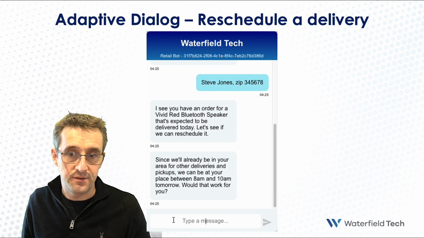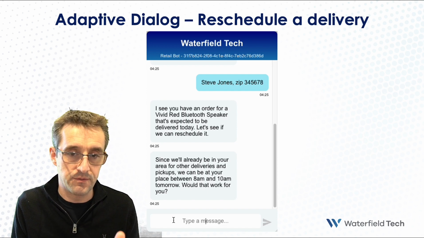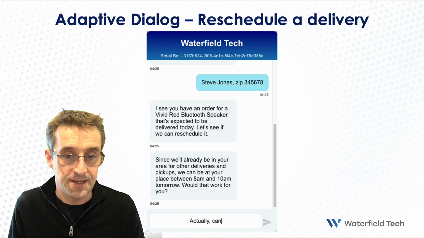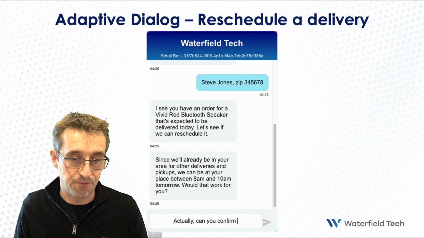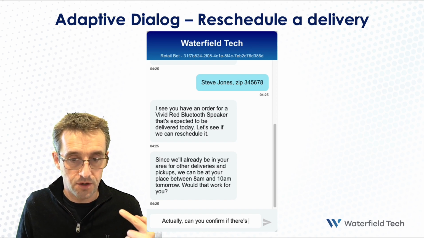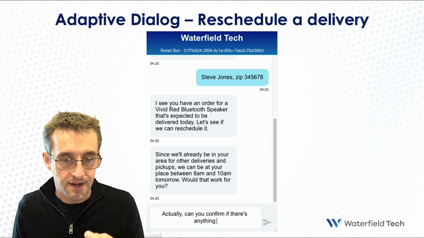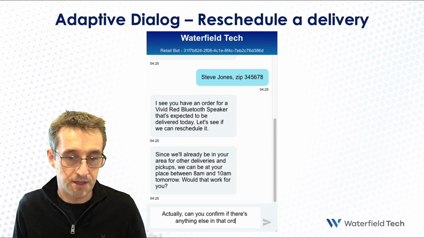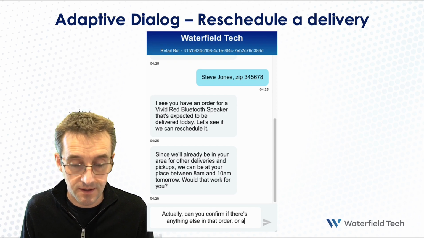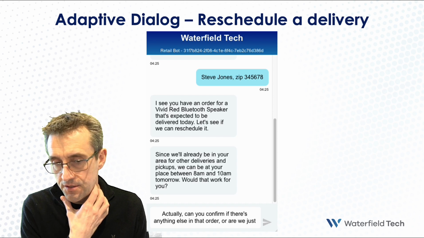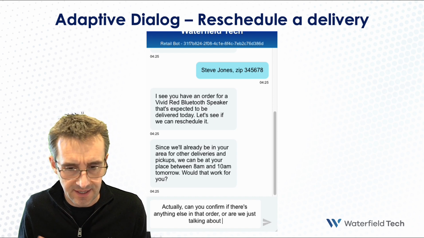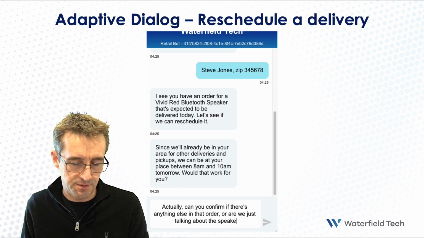So the system's found the order. I see you've got an order for a Vivid Red Bluetooth speaker that's expected for delivery today. Let's see if we can reschedule it. Since we've already got orders in your area for pickup, we could do that tomorrow between 8 and 10. Would that work? And the user at this point is going to say, actually, can you confirm if there's anything else in that order? Or are we just talking about the speaker here?